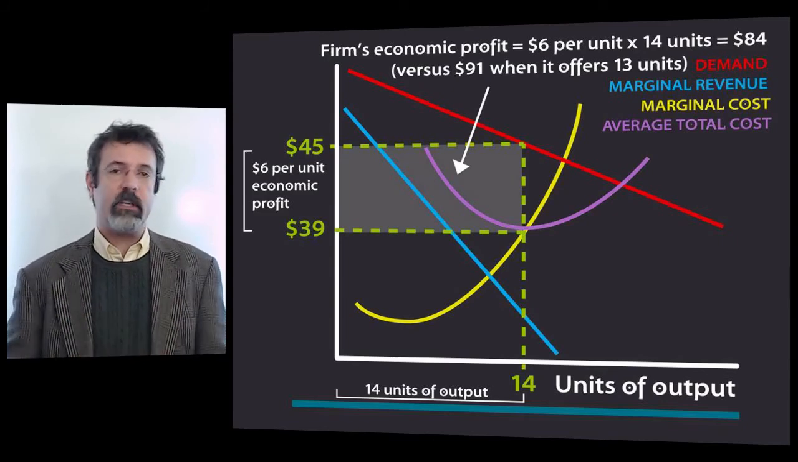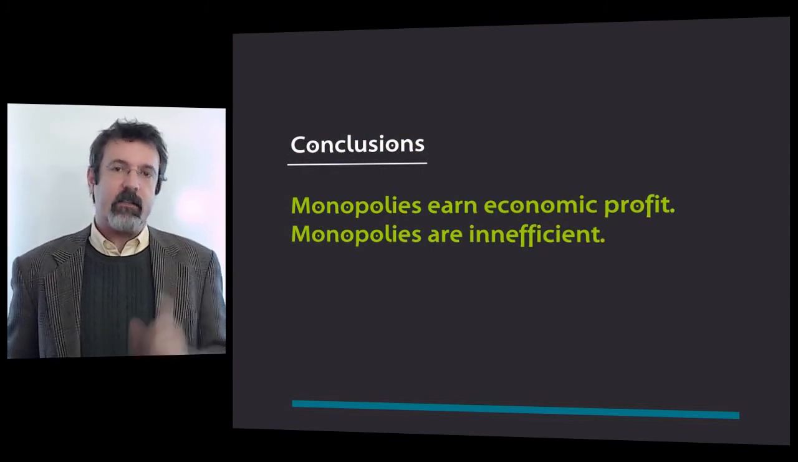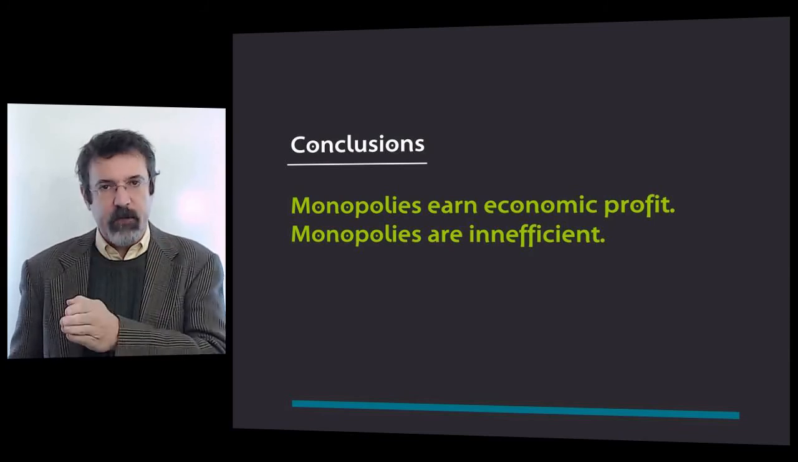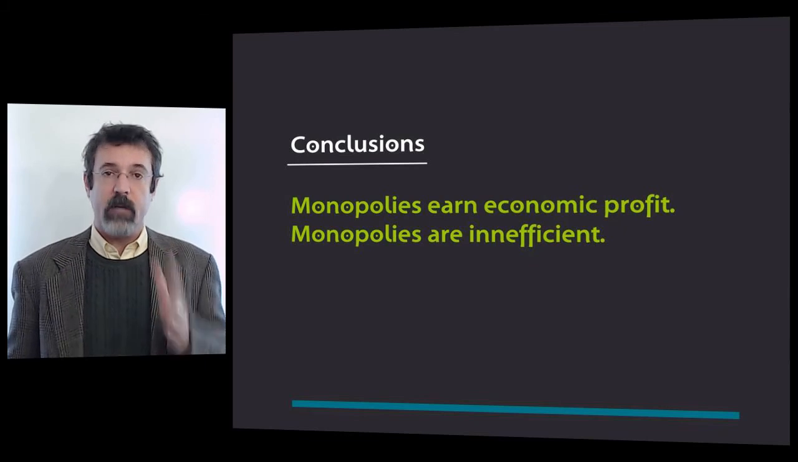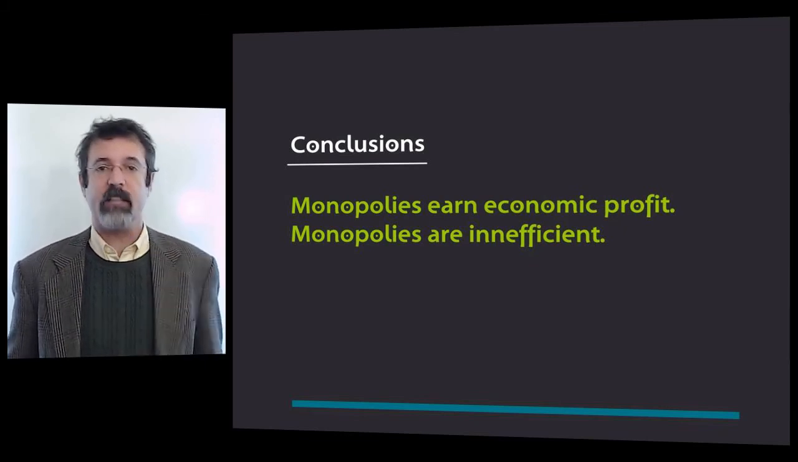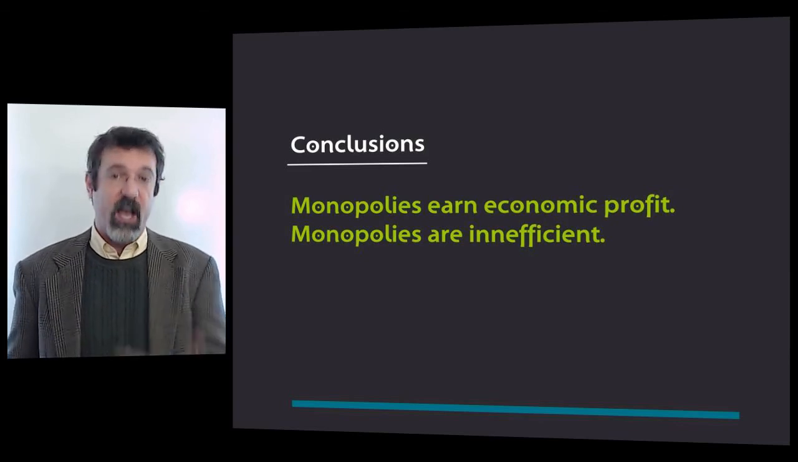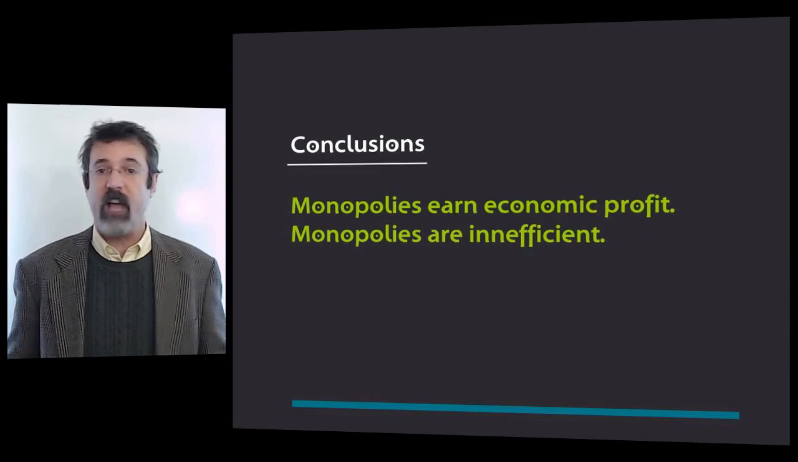So our conclusion here is that monopolies will make an economic profit and they will be inefficient. That is, given a choice between producing an efficient level of output and producing a profit maximizing level of output, the monopoly will choose to produce the profit maximizing level of output, and therefore the monopoly will be inefficient. From a society perspective, this means that the monopoly is wasting some of society's resources.